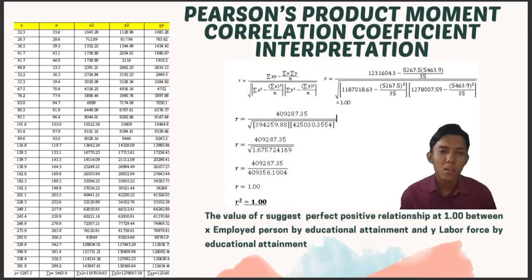Okay, in the next slide, we can see on the left for X. Overall, we have 35 samples chosen from 1982 to 2017. The total for X is 5,267.5, and for Y is 5,463.9. For X square it is 180,070.93, and for Y square, it is 127,807.59. For XY combined it is 123,000 and 1604.3.